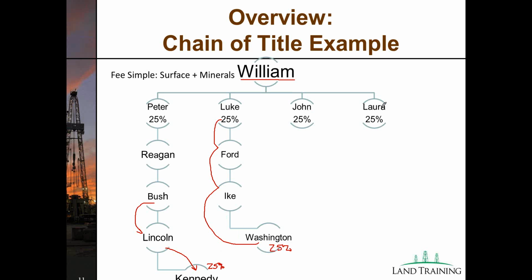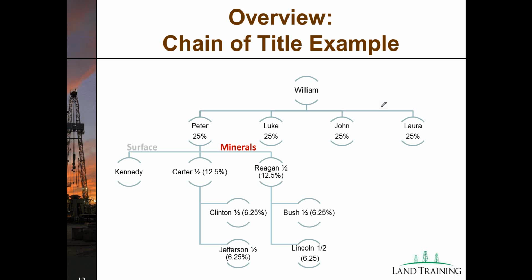Now let's look at what happens if the minerals are severed from the surface interest. So in this case, Peter has 25% ownership in the surface and the minerals. He conveys all of his 25% interest in the surface to Kennedy, and he conveys half of his minerals to Carter and half of it to Reagan.